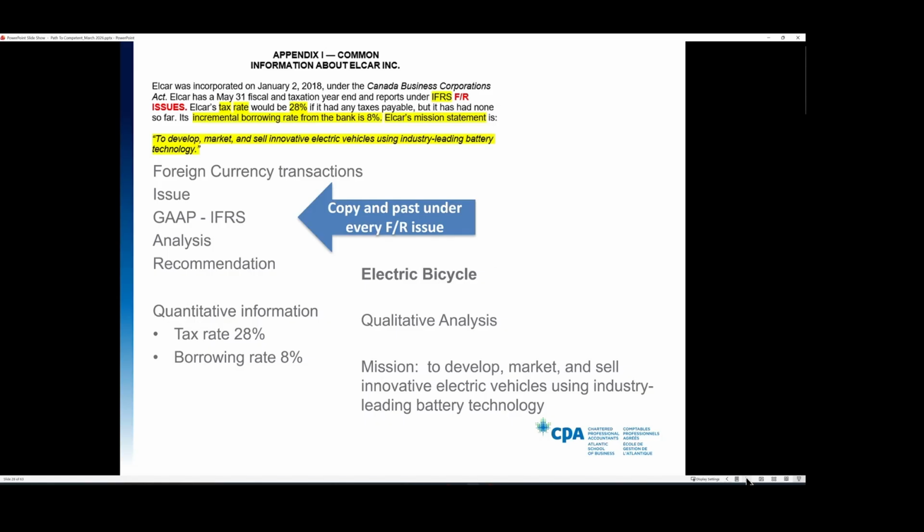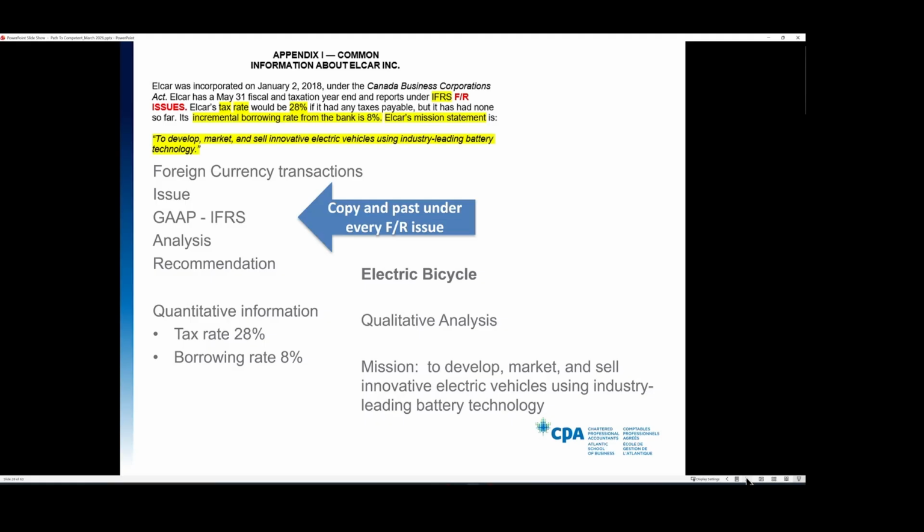Then the next appendices. So now I've gone through all the background information, and now I'm going to go to the appendix. Here's some important information. So Elgar is IFRS. Under GAAP, I'm going to put IFRS, and I'm going to copy that and put IFRS under each of those financial reporting issues.